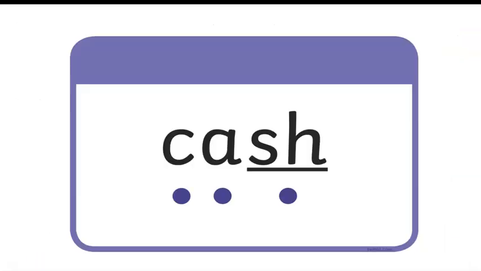Let's have a look at my next slide. So we've got k, which is an individual sound on its own. We've got the a, which is an individual sound on its own. But we've got the s and the h blending together to make that sh sound. So this is a word that has 4 letters in it, but it only has 3 sounds. So I've been able to find the k, the a, and the sh. And you can see that we've got our dots underneath it to show us that we've got 4 letters but only 3 sounds.